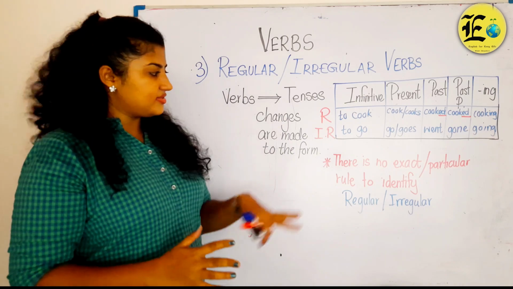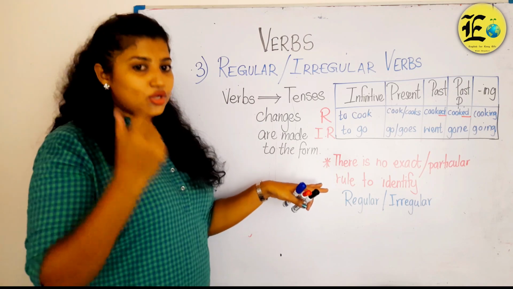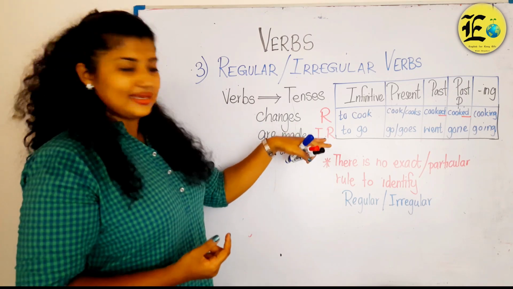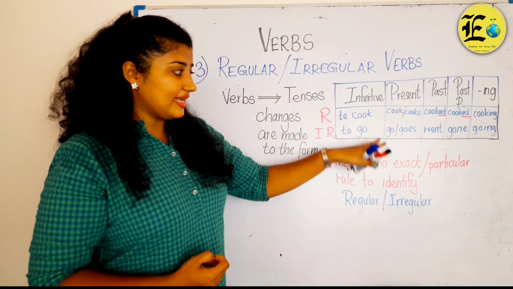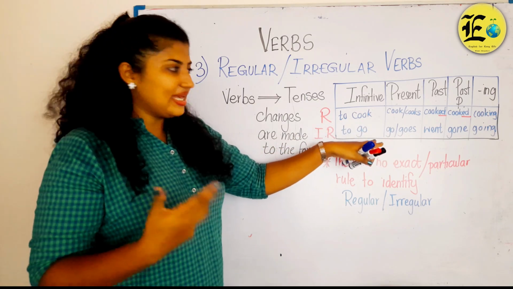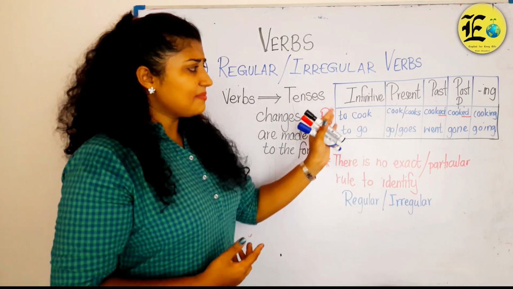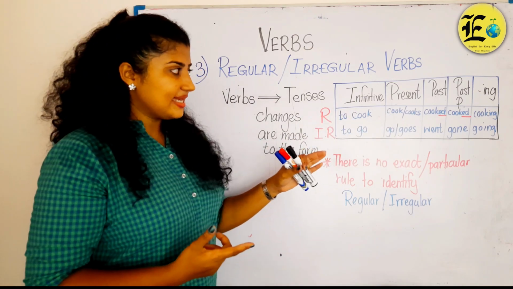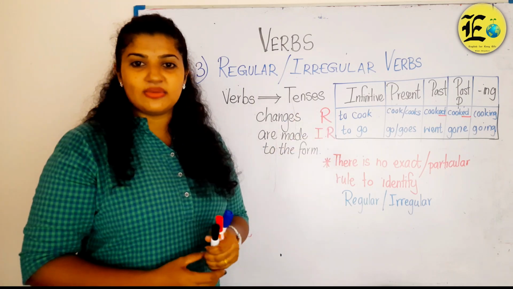Now let us see the difference again. In the second category, the verb go shows us an irregular verb. To go, we have the present tense like I, you, we, and they go. He, she, it goes. And the past tense of it is went. And the past participle of it is gone. And the ing form is going.